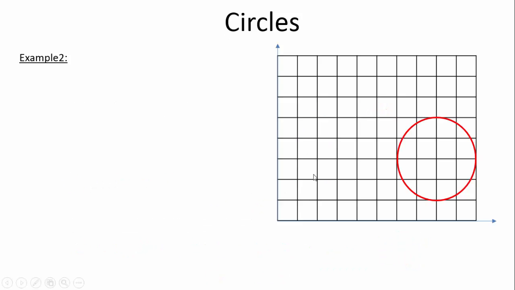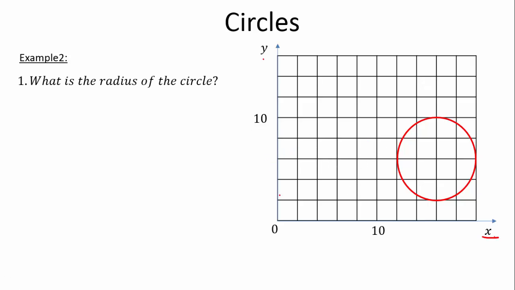Okay, let's have a look at another example. We have a circle, we have our x and our y is at the top. If you haven't watched the video on Cartesian planes, make sure you do. Now we have 10 and 10. So remember, this is 2, 4, 6, 8. The intervals are 2 now, because we can see there's 1, 2, 3, 4, 5 blocks. 10 divided by 5 is 2. So it's 2, 4, 6, 8.